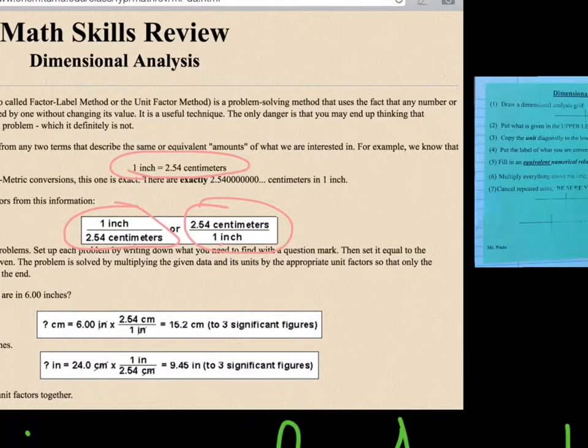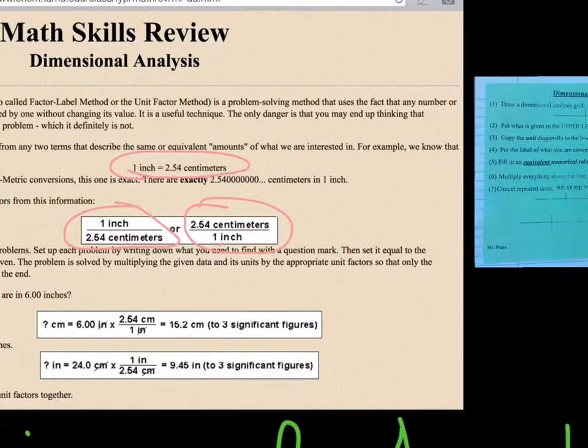Now fill in my relationship. So if I look at my relationship, it's 1 inch, 2.54 centimeters. So wherever inch is, I'm going to put the number 1. I can't put the 2.54 there because that is what goes in front of centimeters. So that's how your units tell you what numbers go where. Now I can multiply across the top, divide by what's on the bottom, cancel repeated units.